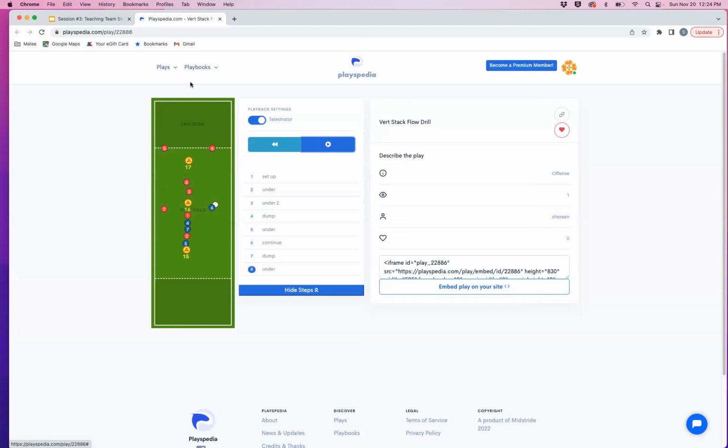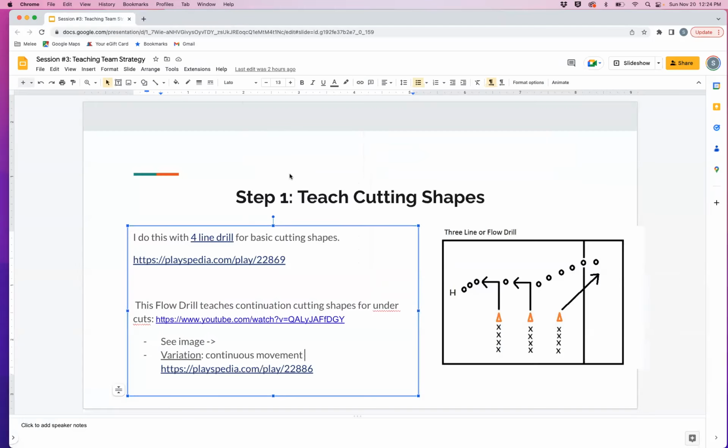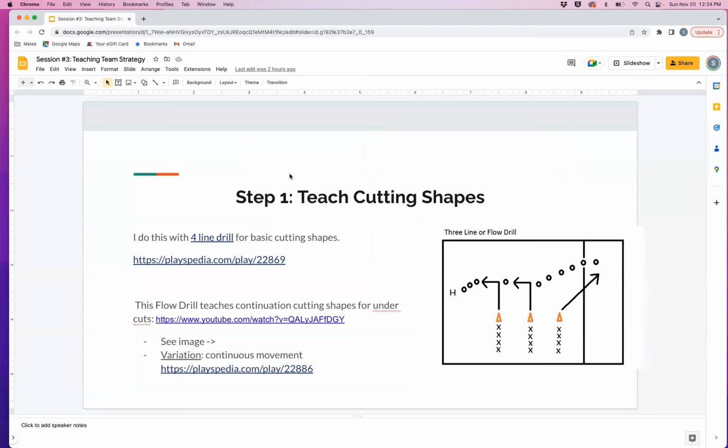So these are all good initial things to do when you're just talking about teaching cutting shapes. And again, I would recommend teaching shapes before you teach a full team strategy.